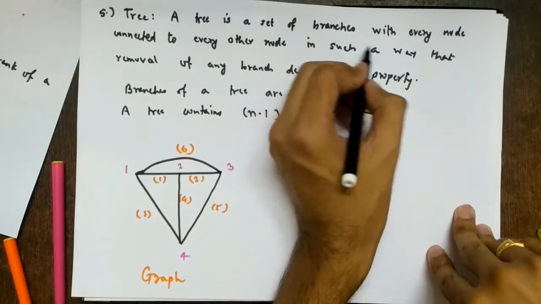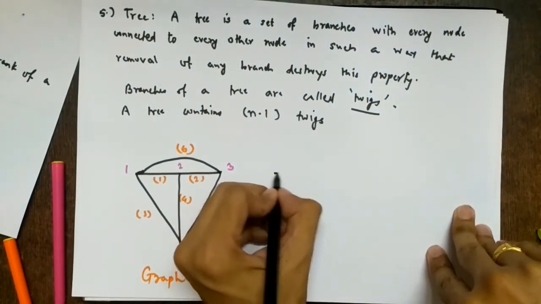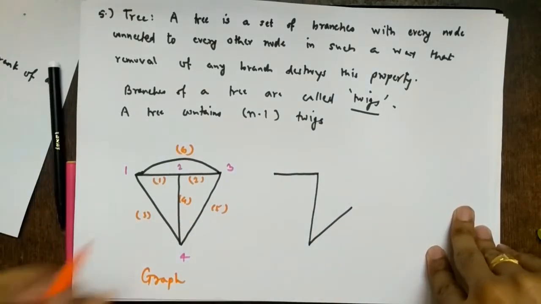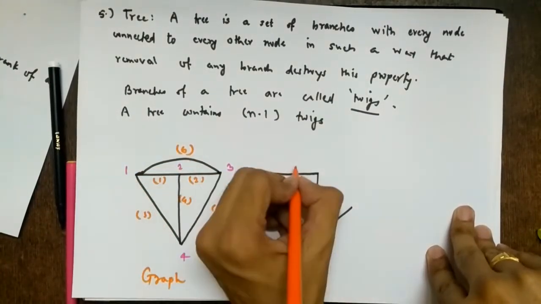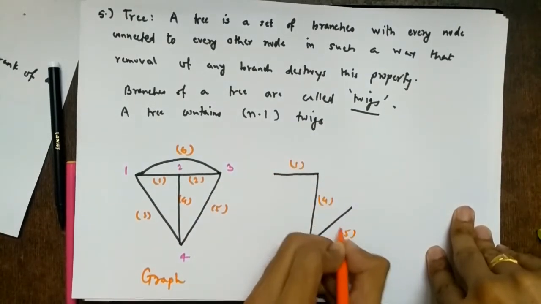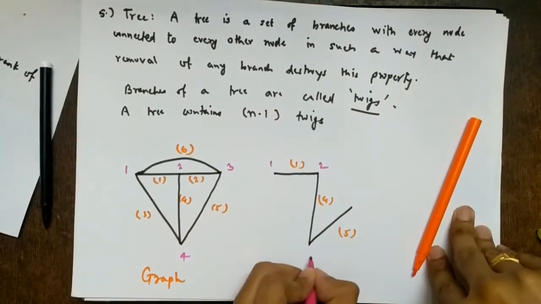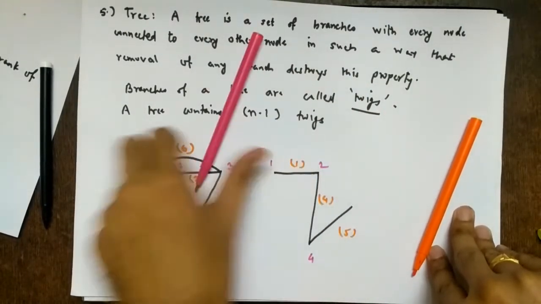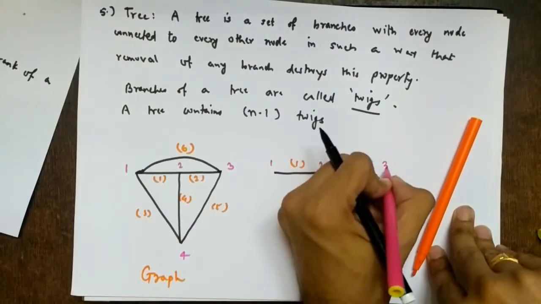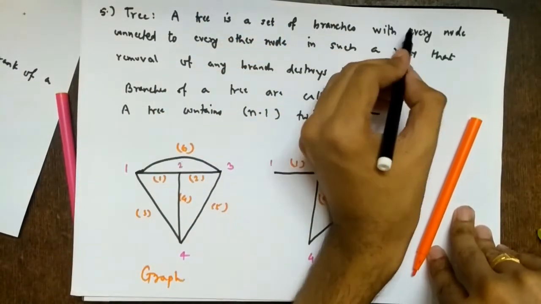But what is the condition? In such a way that removal of any branch destroys this property. So let me draw a tree first. So this is my tree. So these are my branches 1, 4, 5. And what are my nodes? 1, 2, 4. This should come up. And this is 3. Right? So this is what a tree. So let's see whether it satisfies the definition.